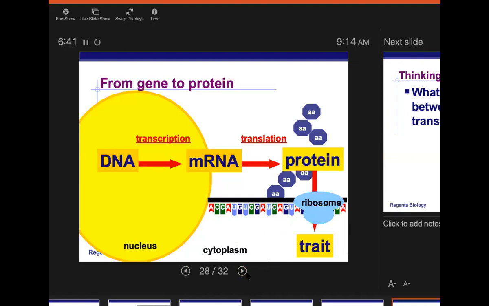So this is the story of the process of how we turn DNA into mRNA through transcription, and then we translate that mRNA into a protein. This is how we create a protein from DNA. Now, that protein then, of course, gives us our traits. The protein that you create for a gene impacts the traits that you show.